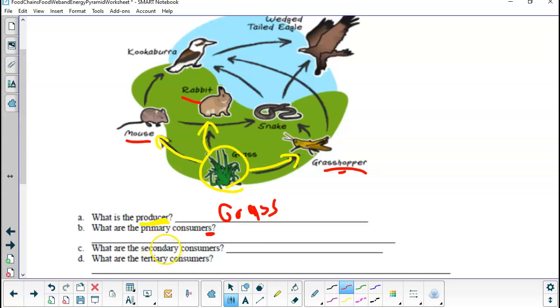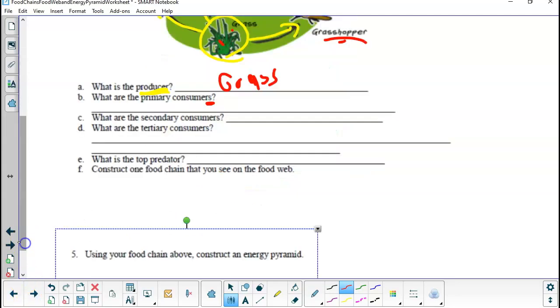Okay, secondary consumers and tertiary consumers, right? That's the second thing in the line and the third thing in the line. So you'll have to follow some paths to figure out where everything falls into place. It is possible that you might have an animal or two that could be listed as both, and that's okay. That's totally okay. Once you get done with that, you're going to make an energy pyramid of that.